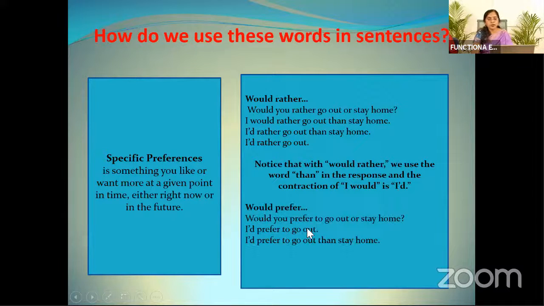And would prefer. Would you prefer to go out or stay home? I'd prefer to go out. I'd prefer to go out than stay home. So this, when you want to very specifically ask for a preference, which means at this point of time, what do you want to do? We use would rather or would prefer. So here, మనకు నేర్చుకోవాల్సినవి నాలుగే. Prefer, like, better than, would rather, or would prefer. Now, with these four expressions, we can ask or we can reply for stating our preferences. And we saw the question form and also the answers for this.